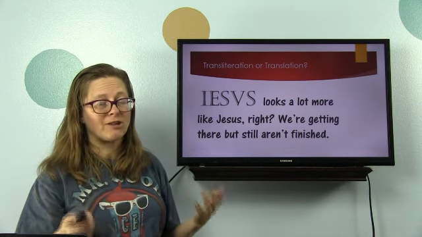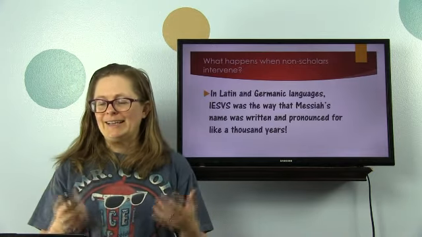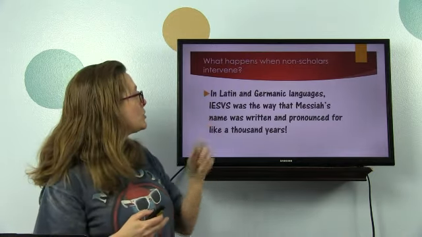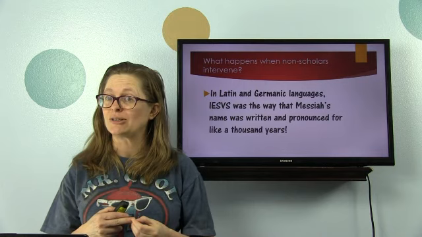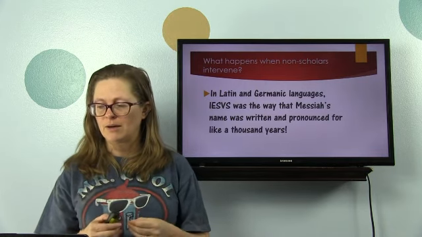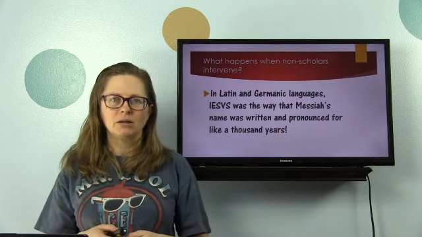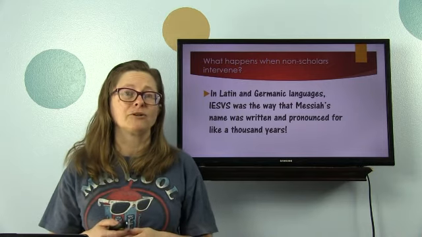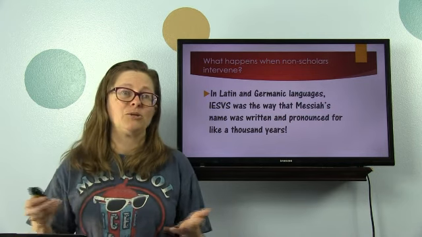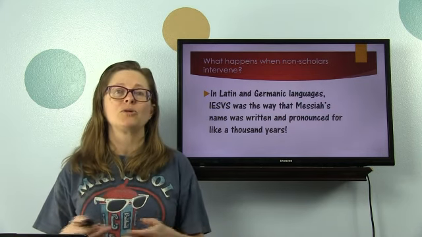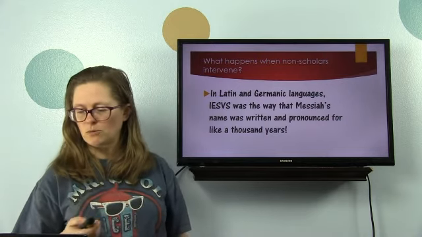So we're getting there, but we're not finished, because we're still at Iesus. In Latin and Germanic languages, Iesus was the way that Messiah's name was written and pronounced for like 1,000 years. So a long time. I mean, the Greek, you didn't read Greek unless you were a scholar. Most people couldn't read at all for those 1,000 years. It's the truth. Before the printing press, people could go their whole lives without seeing anything except a wanted poster. And mostly they were just looking for the picture and the reward money.